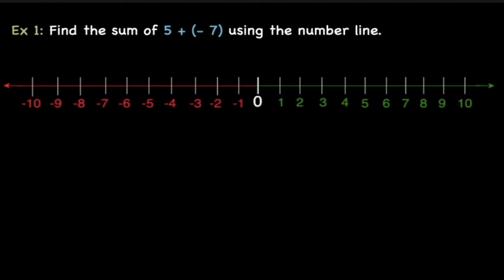For the first example, we need to find the sum of 5 plus negative 7 using the number line. So what we're going to do is start at positive 5, and we're going to move 7 spaces to the left because this 7 is negative. So that's 1, 2, 3, 4, 5, 6, and 7. So the answer is negative 2. So let's go with the second example using a number line.